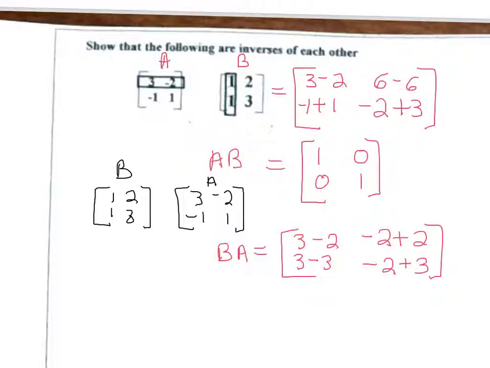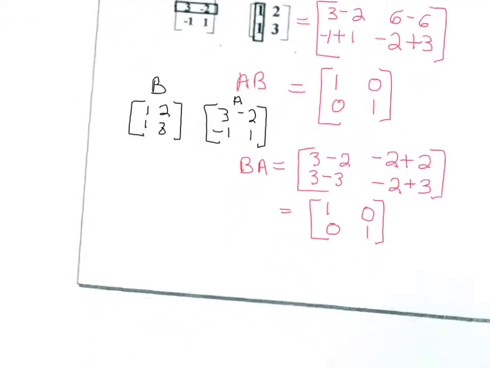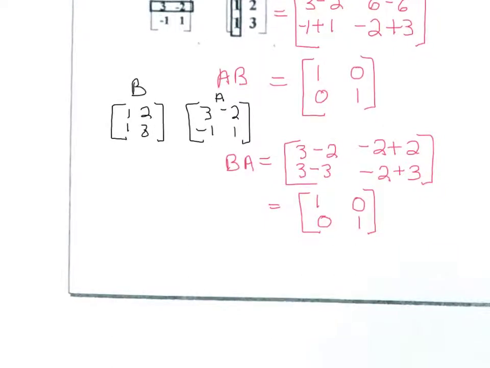Are you following me? Do you know where I'm getting the numbers? All I did was multiply the row times the column, row times column, row times column. I got that. All we have to do is simplify that. So let's simplify. What is 3 minus 2? 1, 0, 0, and 1. Okay, so are those inverses of each other?